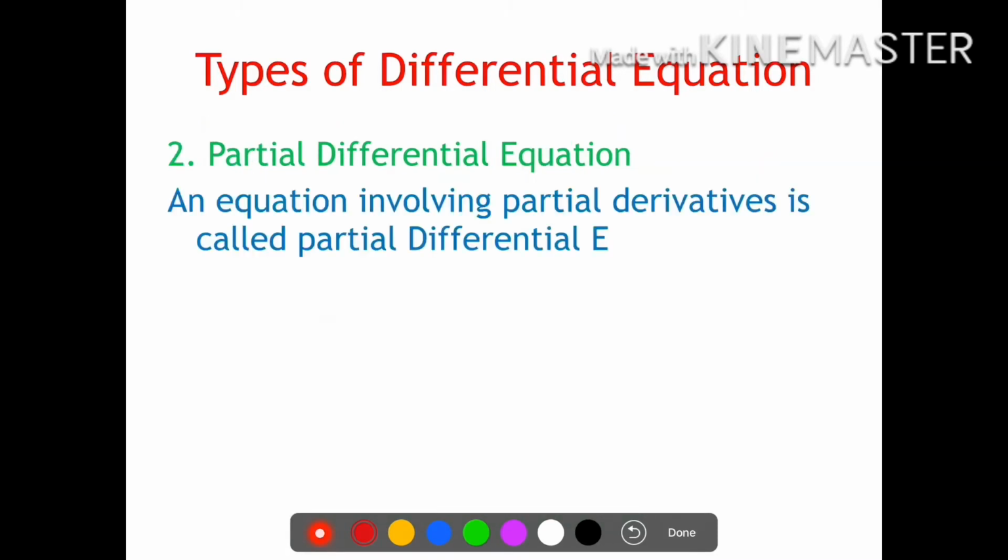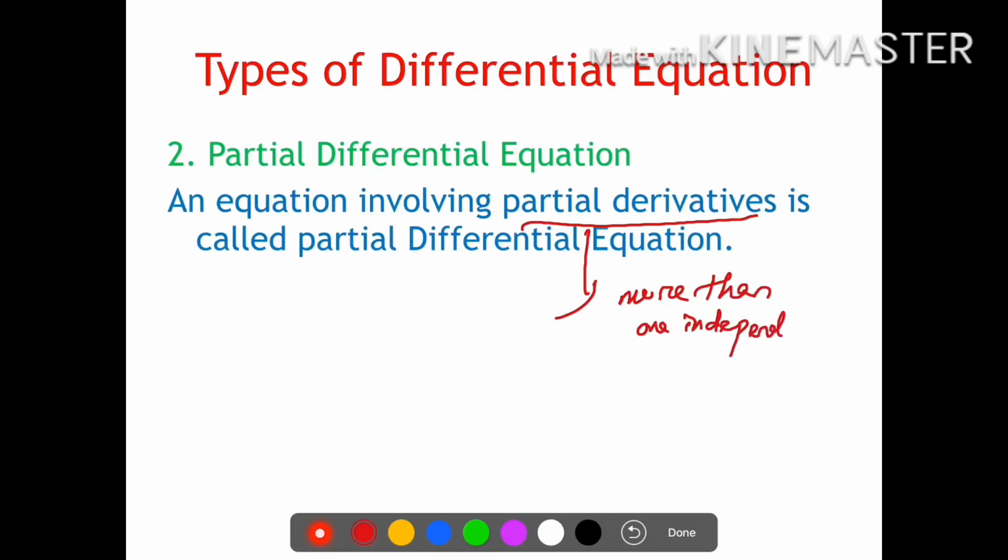Now comes the partial differential equation. An equation involving partial derivatives is called a partial differential equation. Partial derivative means what? Here we are having more than one independent variable. So partial derivatives will come when we have more than one independent variable.